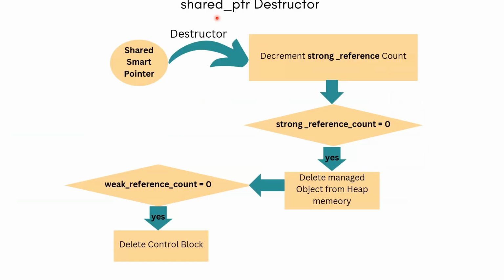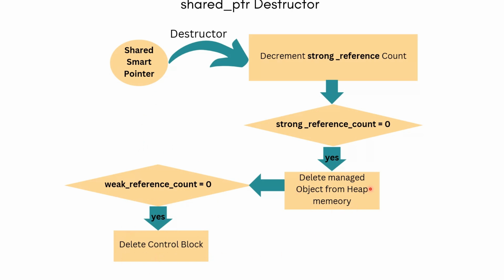Whenever the shared pointer destructor calls, once the shared pointer goes out of scope or it is reset by the program, then the destructor will be called. First it will decrement the strong reference count and see whether the strong reference count is 0 or not. If the strong reference count is 0, it will delete the managed object, and after that it will check the weak reference count. If the weak reference count is also 0, it will also delete the control block. So everything will be cleaned up.